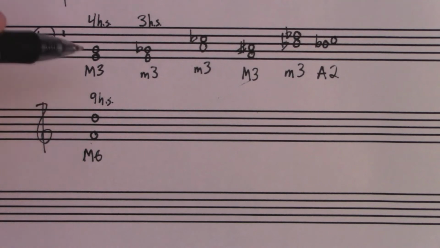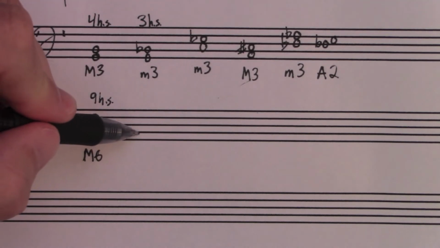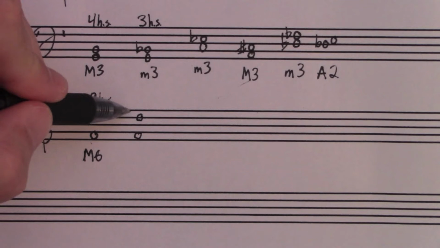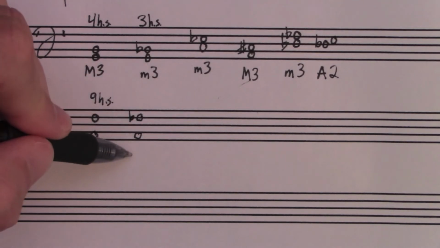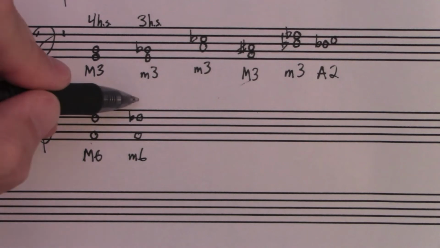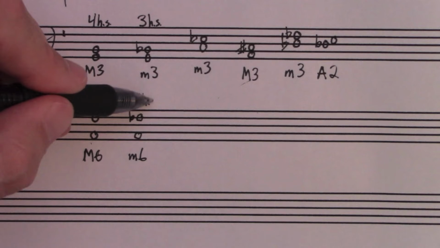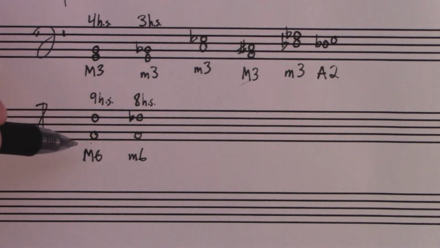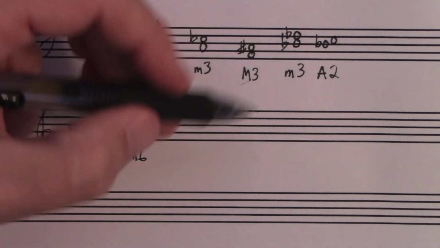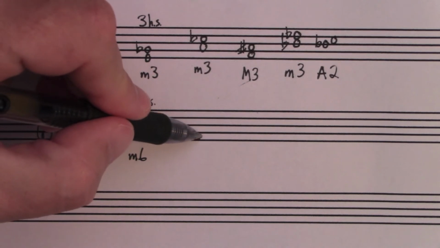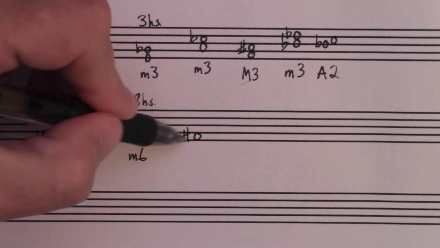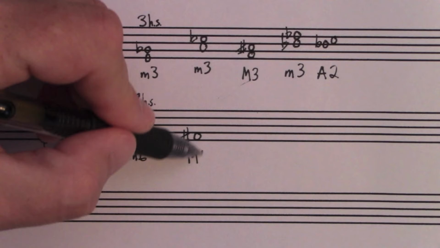Major is 9. So you already know where this is going, right? A minor sixth will have 8 half steps. So it's the same process. Let's do a major sixth from F sharp.